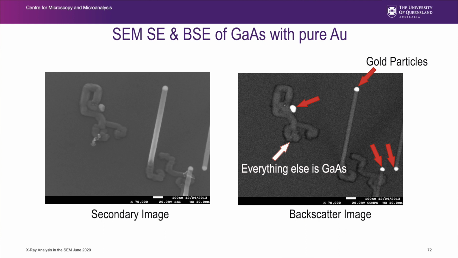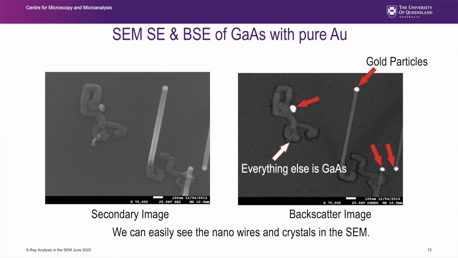Magnification, 70,000 times. Scale bar, 100 nanometers. I can easily see them in the SEM. In this case, backscatter is giving me good resolution because there's no information below the surface. It's a single crystal of pure gallium arsenide.